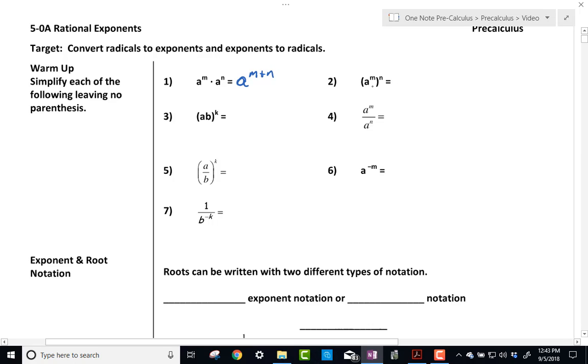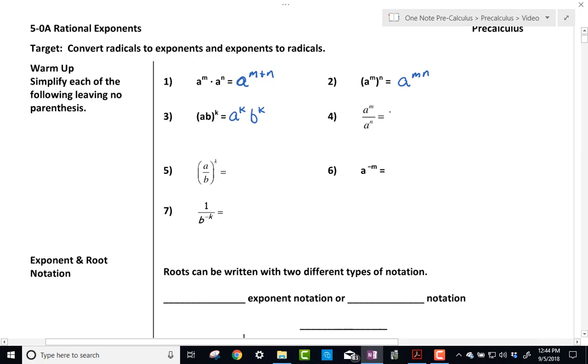When we raise a base with an exponent to a power, we're going to multiply the powers. So this would be a to the m times n. When you raise two bases to a power, it's the same thing as raising each base to the power. So we could write this as a to the k, b to the k.